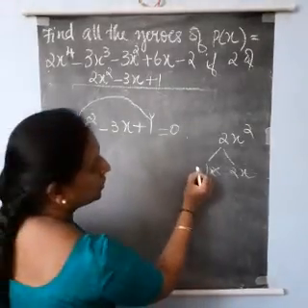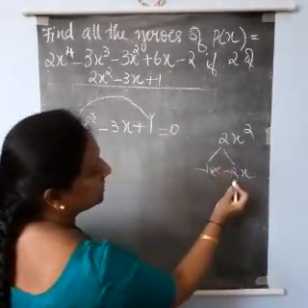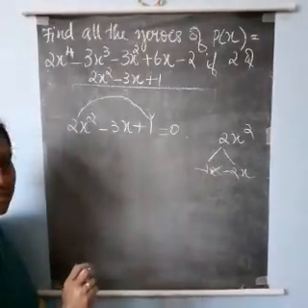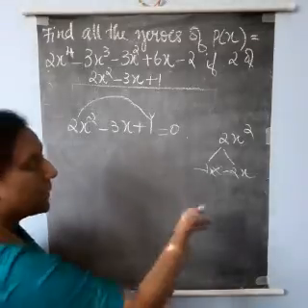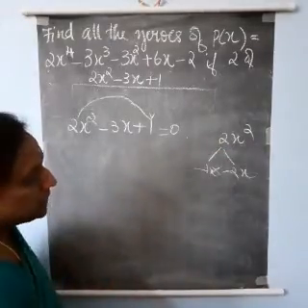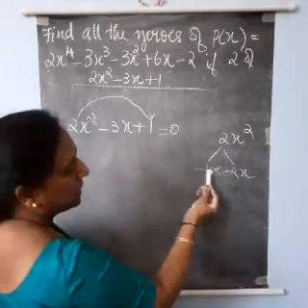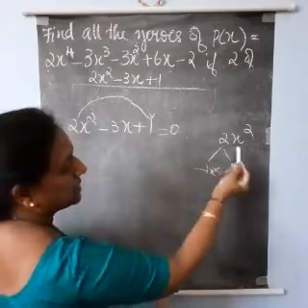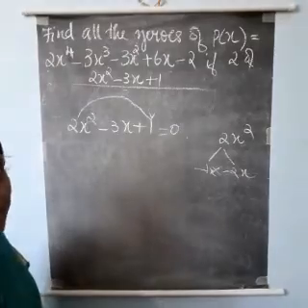So what can I do? If I put minus here and minus here, minus 1 and minus 2, when I add, I will get minus 3, correct? When I multiply, I should get back this term. So when you multiply, what will you get? Minus into minus is plus, 1 into 2 is 2, x into x is x squared. Are we okay with this?